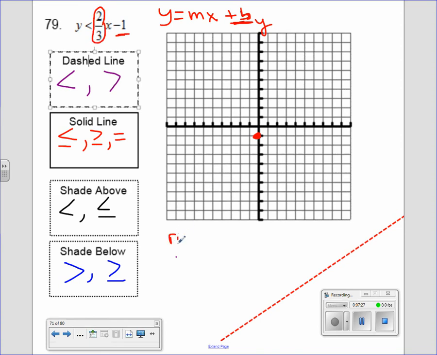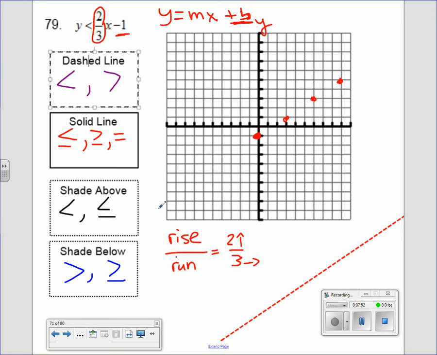Now we know that slope from a graph, what we say is rise over run, and in this case it's given to us as 2/3. So we're going to rise up by 2, and we always run to the right, and we're going to go right by 3. So up 2, right 1, 2, 3, put a dot. Up 2, right 1, 2, 3, put a dot.